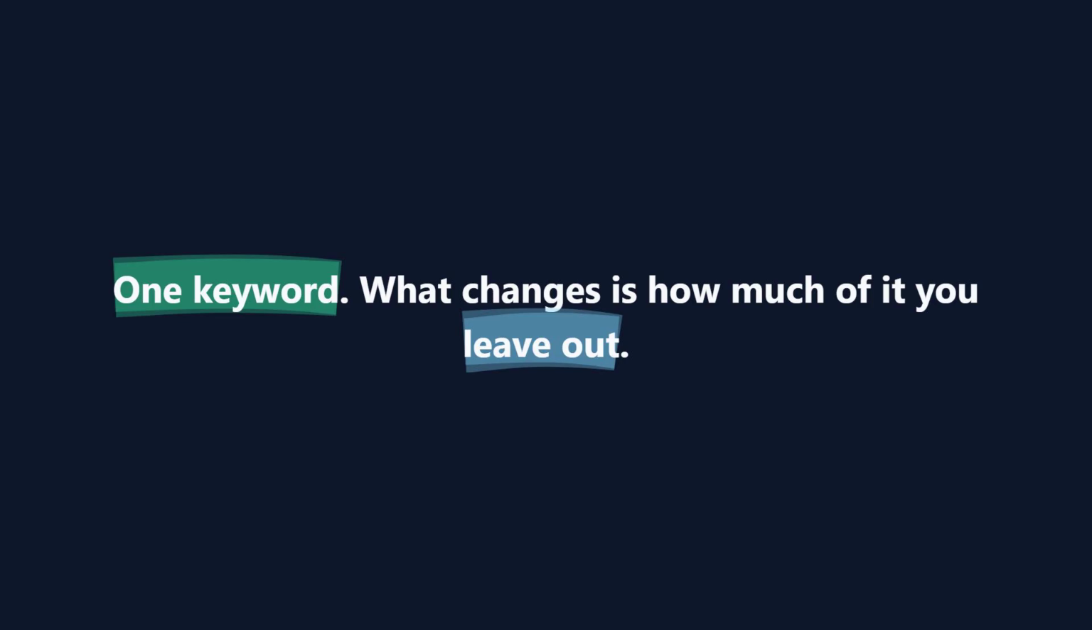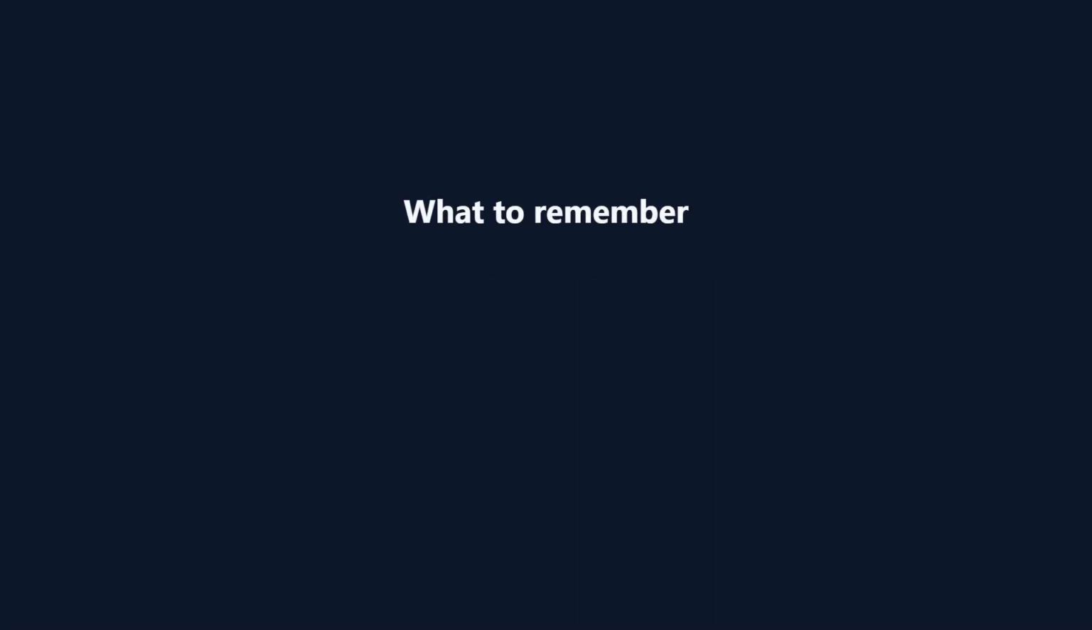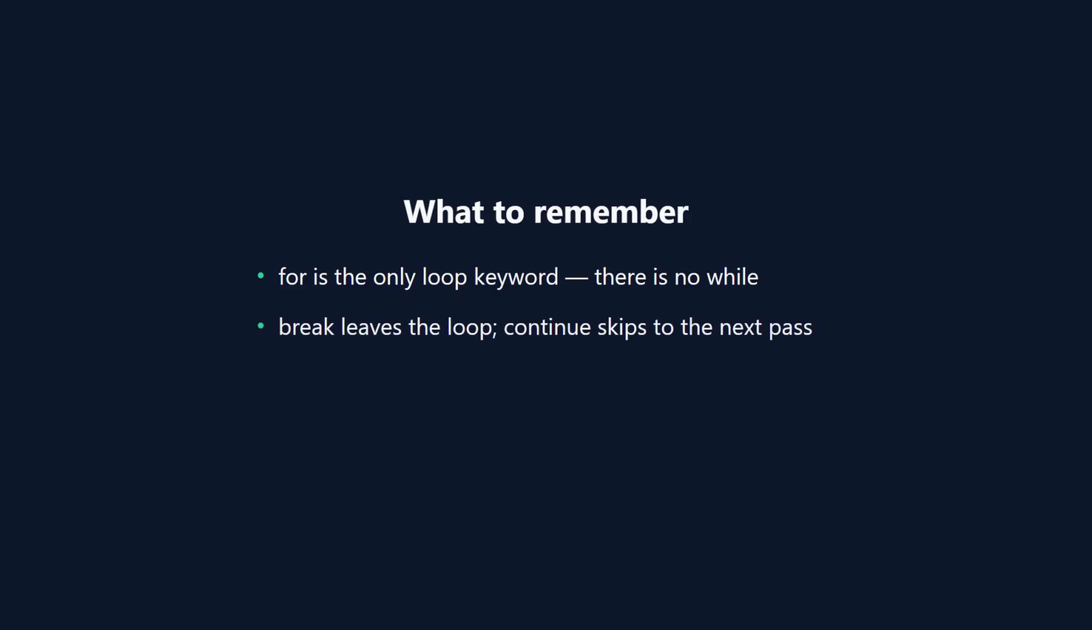All 3 parts is a counted loop. Just the condition is a while. Nothing at all is a loop forever. And range walks a collection. 4 things to keep. For is the only loop keyword. There is no while, and you do not need one. Break leaves the loop entirely.